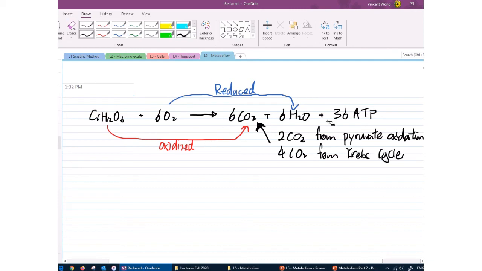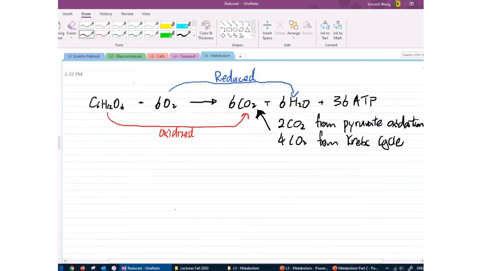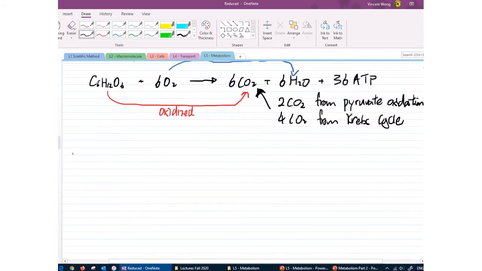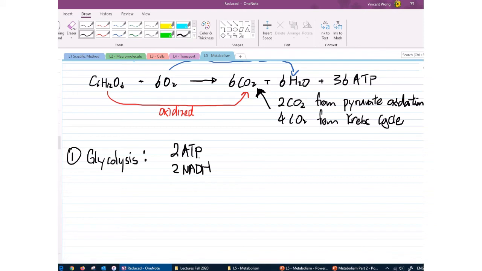Okay. Now let's try to account for the 36 ATPs that are going to be produced. In step 1, we have glycolysis. Okay, so glycolysis, the key products would be 2 net ATP. Okay, you invested 2, but then you produce 4 in total. So 4 minus 2 gives you 2 net ATP. You are going to be also creating 2 NADH. So normally NADH will be able to produce up to 3 ATP per molecule, right?